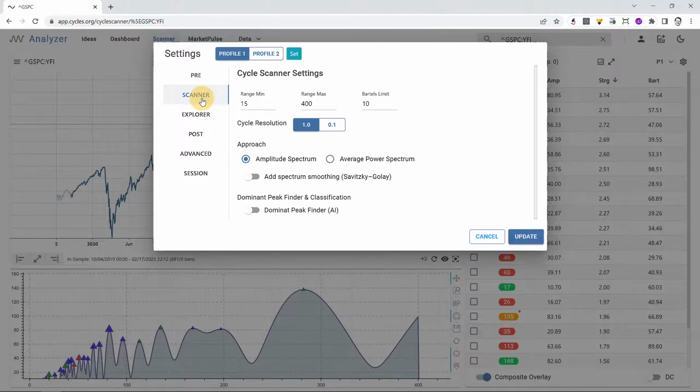There will be a new setting. I need to share it with you. There will be a new setting in the cycle scanner, which is called Dominant Peak Finder and Classification AI. Yes, you have read it right. This is the first time we introduce the first kind of artificial intelligence to interpret these 6 rules from a machine. In simple terms, you just activate it, which means that these 6 rules I've just tried to explain to you are now taught to a machine.